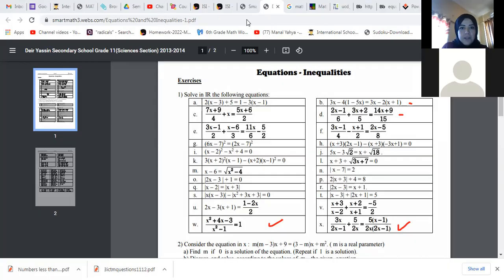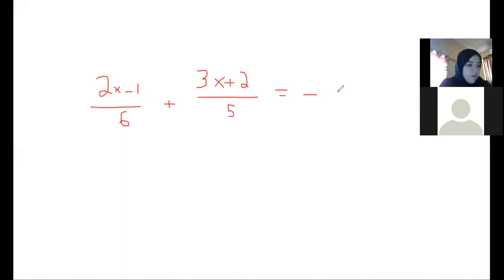I'll go back to the white screen. When we have fractions, for example, let me write it first. Here we have (2x minus 1) over 6, plus (3x plus 2) over 5, I will share this worksheet at the end of this lecture so you can solve it, equals (14x plus 9) over 15.